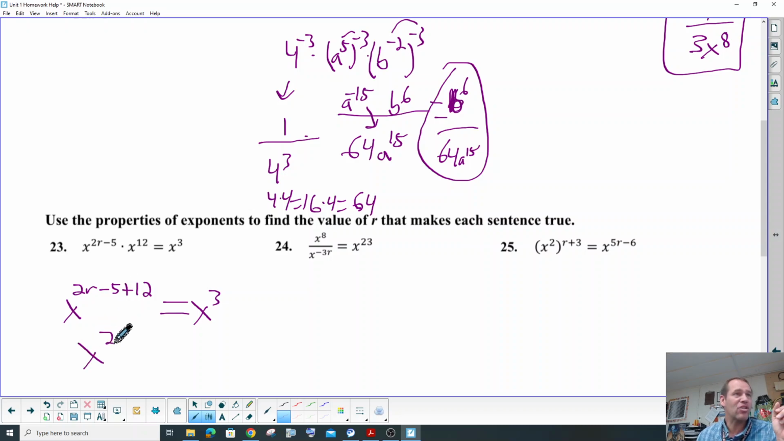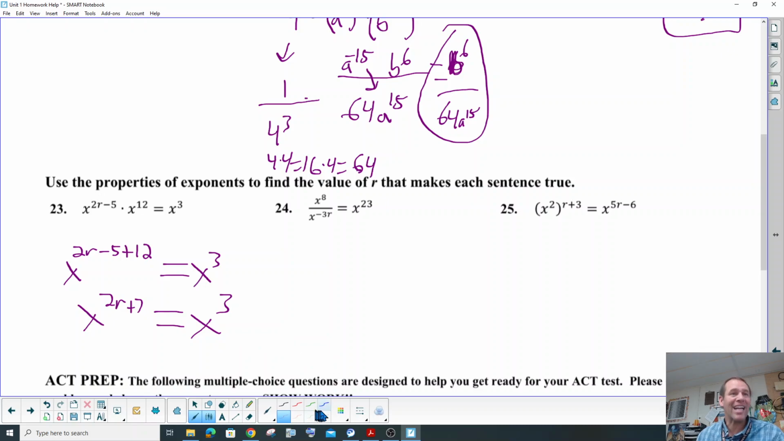So we get x to the 2r plus 7 equals x to the 3rd power. Now, it doesn't matter what x is at this point, right? So x could be a 3.